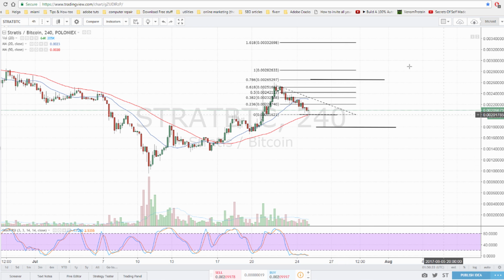So that was all for today, guys. I just wanted to show you how you can find entries and how you can use the Fibonacci retracement to find good entries, and the Fibonacci extension to find the targets. That was all. I'll leave it here.